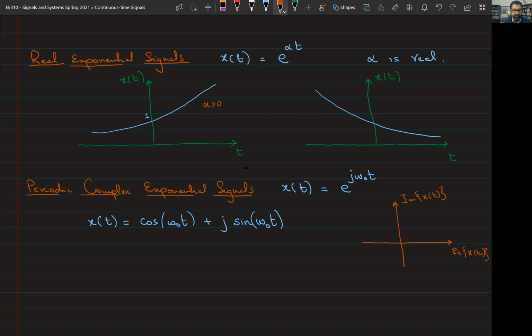Where is the signal at t equals 0? I mean, remember, a complex number is only a vector in a 2-dimensional plane. Okay, with the real part as the x-axis, the imaginary part as the y-axis. Where is the signal at time t equals 0? G. Musa, what do you think?